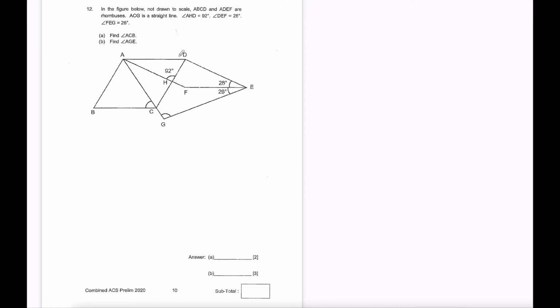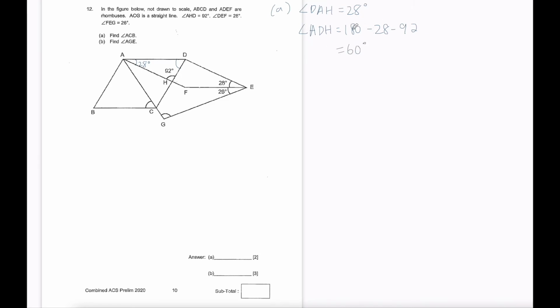So in this rhombus ADEF, the angles opposite each other are the same. So we can say that this is 28 degrees. Okay, so I'm going to start from here. Angle DAH equals 28 degrees, okay, because it's opposite in a rhombus. And then we have ADH as a triangle, and we can find out what this angle is now. Okay, angle ADH equals 180 minus 28 minus 92. We're going to get 60 degrees.